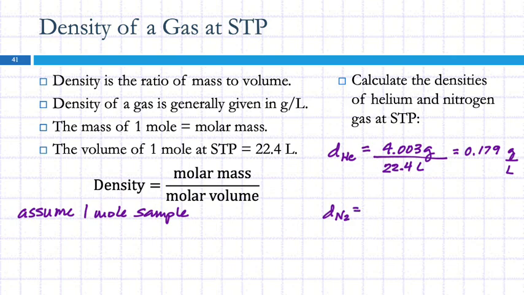Calculating the density of nitrogen, these are elements by themselves, and so we do have to ask ourselves, is this a diatomic element? And nitrogen is. So the mass of 1 mole is going to be 2 times 14, or 28.02 grams, because it's N2. So that's the mass of 1 mole divided by the volume of 1 mole. 1.25 grams per liter.